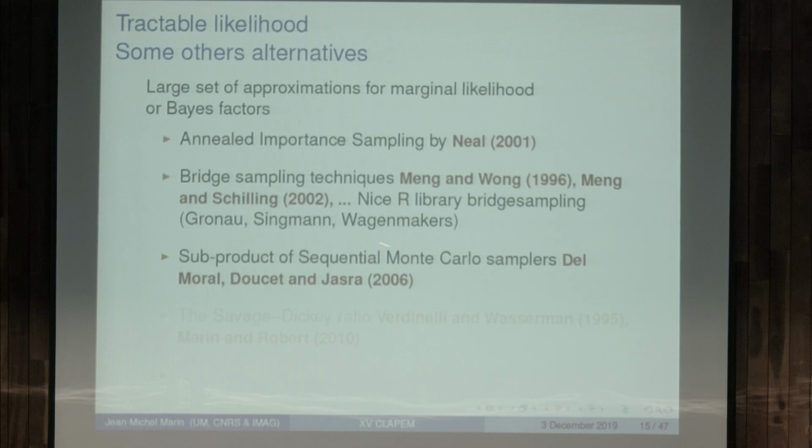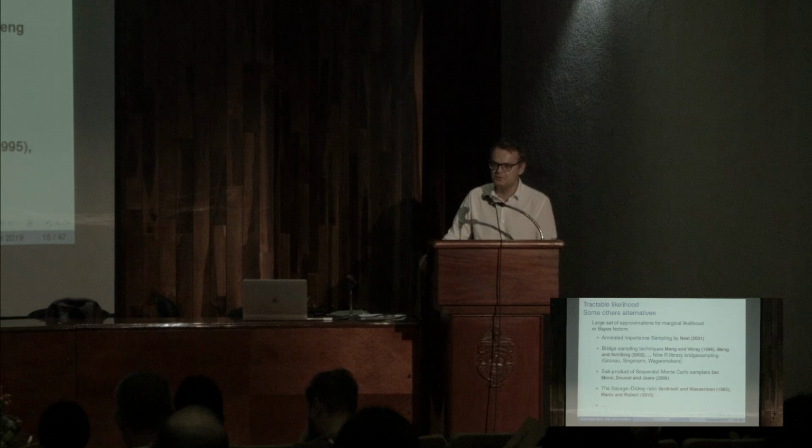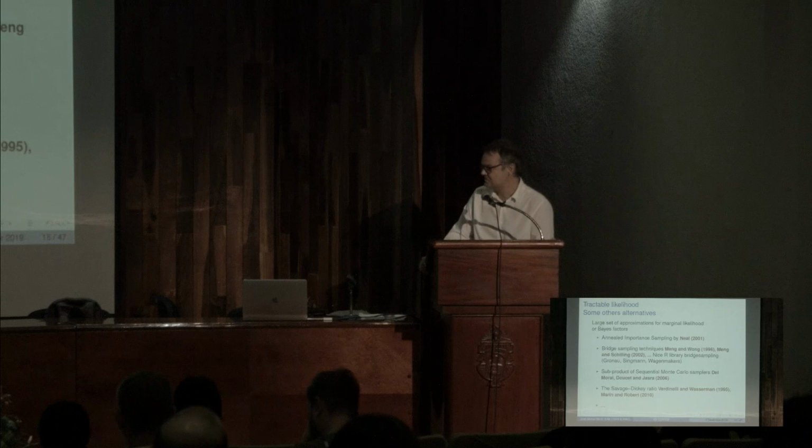The marginal can be viewed also as a by-product of the sequential Monte Carlo sampler of Del Moral, Doucet, and Jasra, a very important and nice paper. There is also some other identity, different from the Chib one: the Savage-Dickey ratio is a form of identity to use to come back and approximate the evidence, but once again, not so easy.